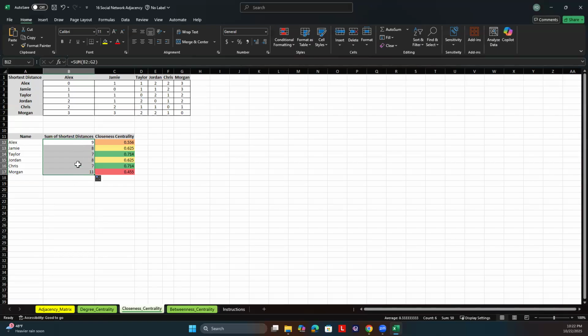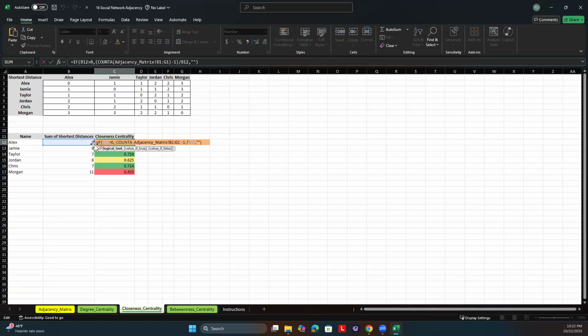Now I would like to convert these numbers to closeness centrality. Obviously, with these numbers, the lower the better, right? If it's lower, that means you are more connected to people directly, so that's a good thing. Now closeness centrality basically looks at those values. In this case, we look at the sum of shortest distances for Alex, which is 9.